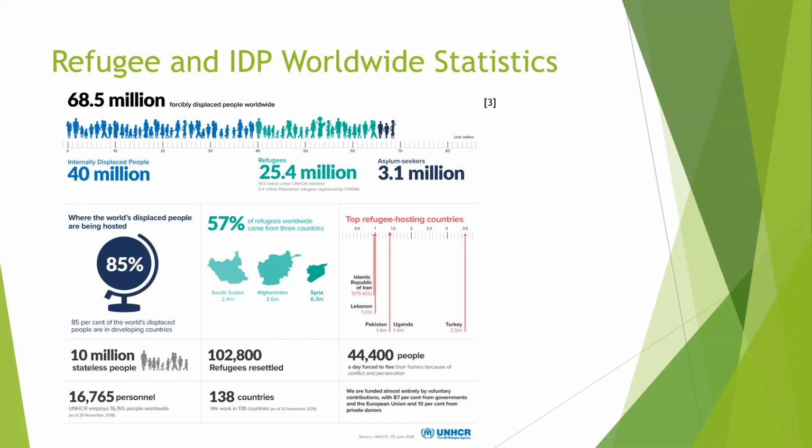So, background on refugee and internally displaced person statistics worldwide. The United Nations High Commissioner for Refugees estimates that there are 68.5 million forcibly displaced people worldwide. These people are often forcibly displaced due to armed conflicts, generalized violence, or human rights violations. They settle in formal and informal camps throughout the world, to include 40 million people internally displaced, which are people settling in camps inside their home countries. Additionally, 25.4 million people are refugees, which are people who settle in camps outside their home countries. And then there are 3.1 million asylum seekers.